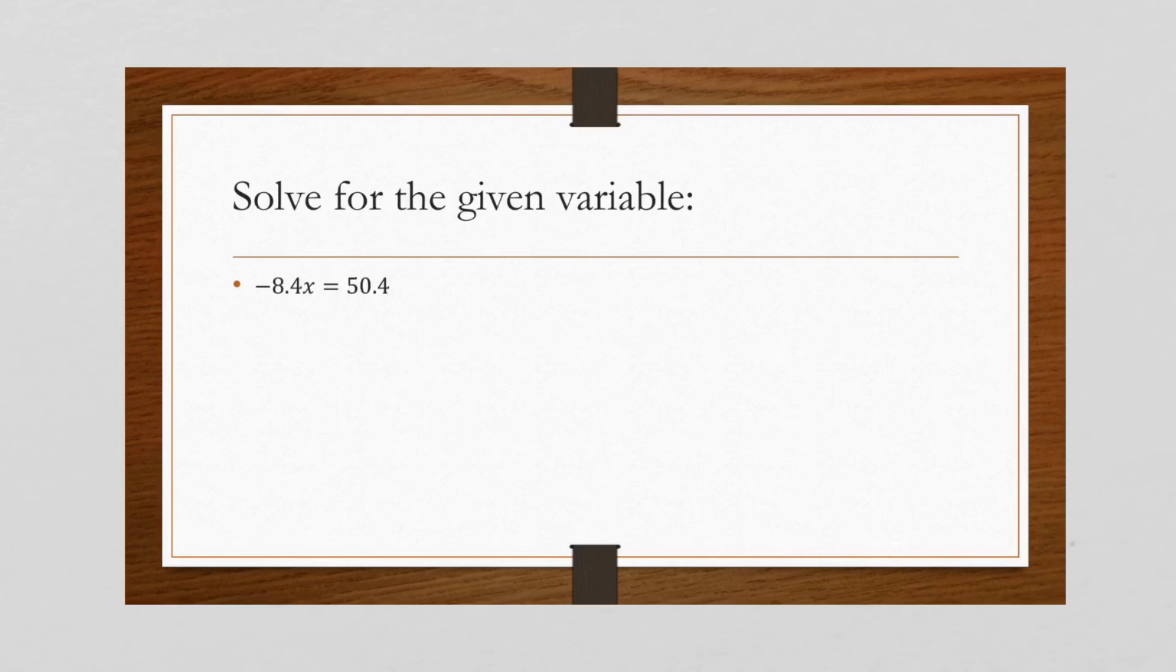All right, for this problem right here, what's happening to my variable? It's being multiplied by negative 8.4. How do you undo multiplication? You undo multiplication with division. So I'm going to divide both sides by negative 8.4. So I'm typing in 50.4 on my calculator divided by negative 8.4, and I get that x is equal to positive 6. That's my answer.